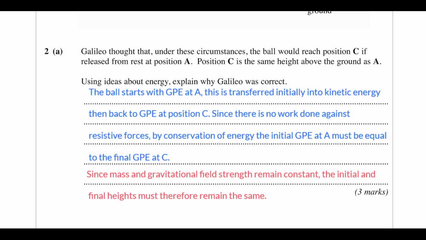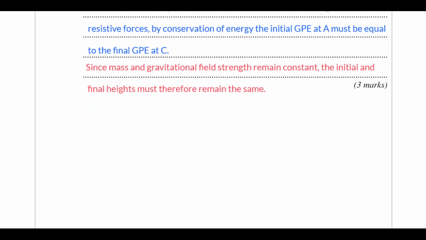Alright, so let's talk through what I've got here. So we're starting with just GPE at A, because it's stationary. As it rolls down the slope, that's transferred into kinetic energy, and then as it rolls back up the slope, it's converted back into GPE at position C, where it's stationary. There's no work done against resistive forces. Using conservation of energy, initial GPE and final GPE must be the same. But if you remember, Galileo's hypothesis was about height, so let's link that into height. So if m and g stayed constant, that must mean the heights are the same, the GPEs are the same. Okay, so that would be my explanation for that one.